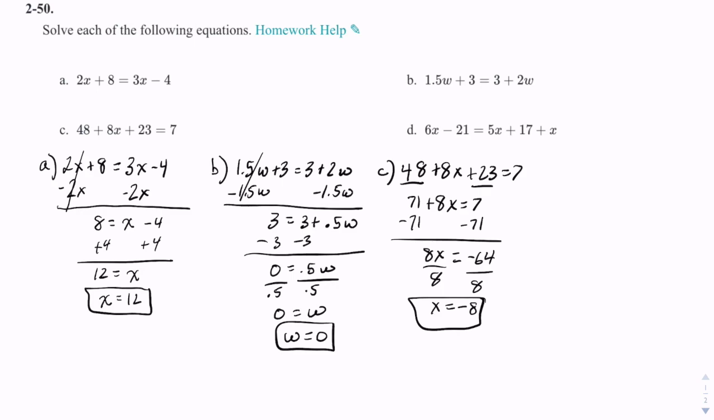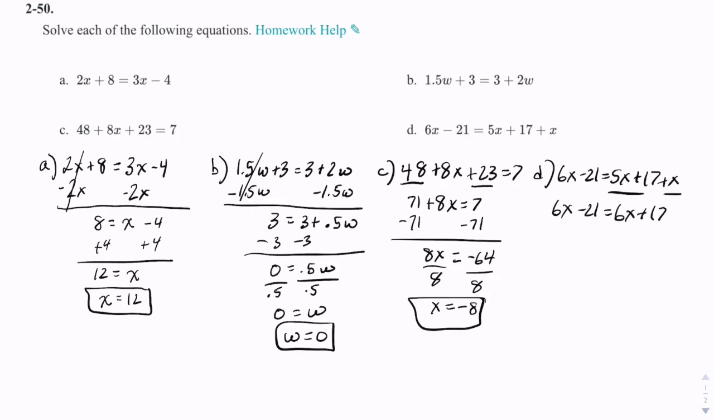And the last one, D, right, I can squeeze that in over here. I have 6x minus 21 equals 5x plus 17 plus x. So first I'll combine my like terms over there. So I have 5x and x is 6x plus 17.